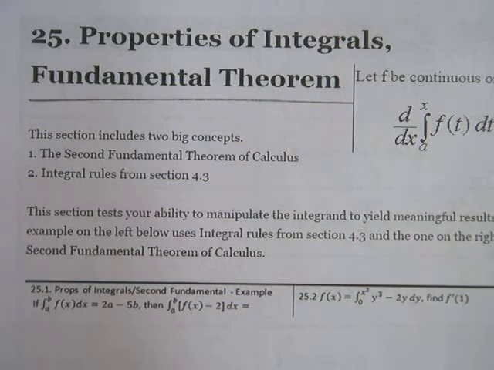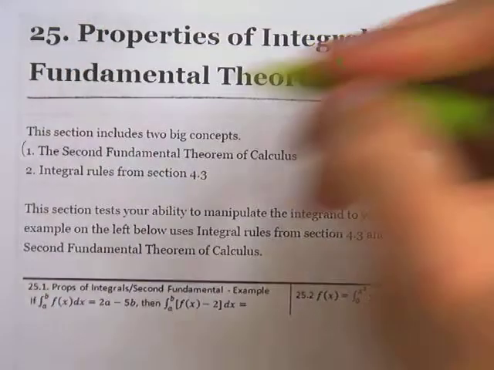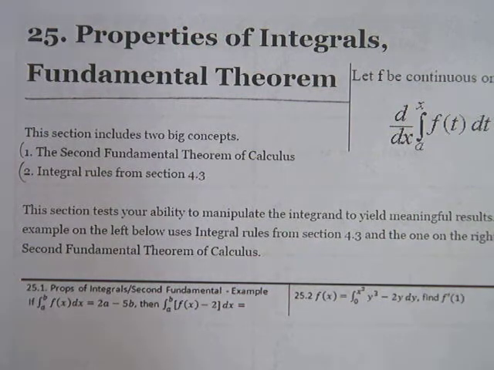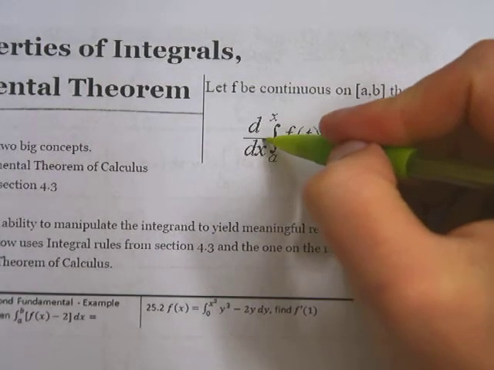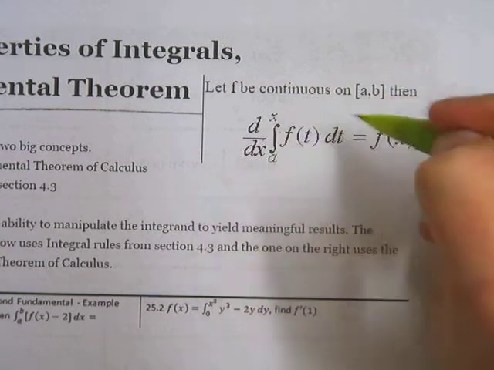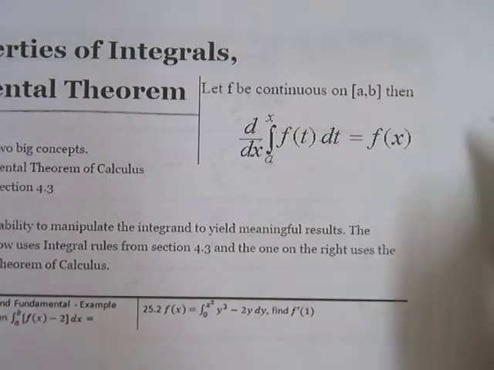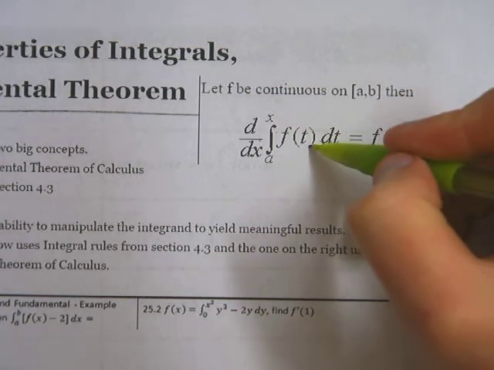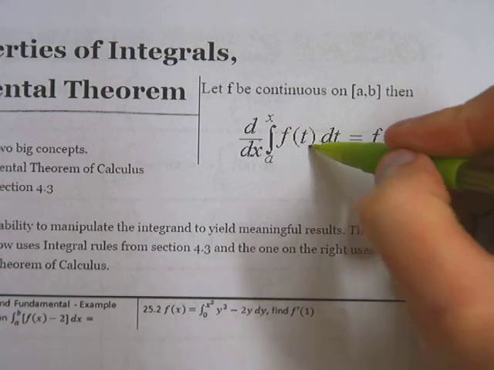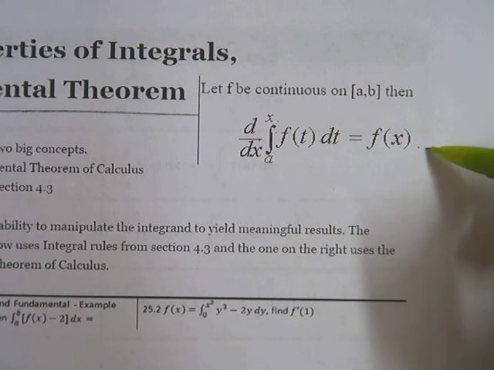So the two big things are the second fundamental theorem of calculus and then just the smaller integral rules from section 4.3. The second fundamental theorem of calculus, as our book says it, is that if you take the derivative of the integral of a function, what you get is the function back, except instead of having t plugged in, now we have x plugged in.